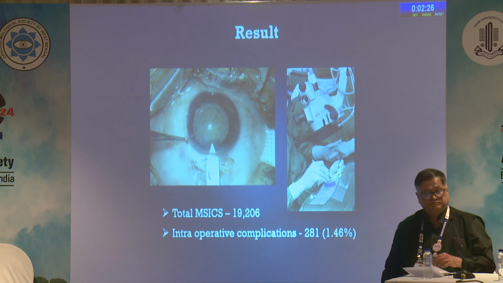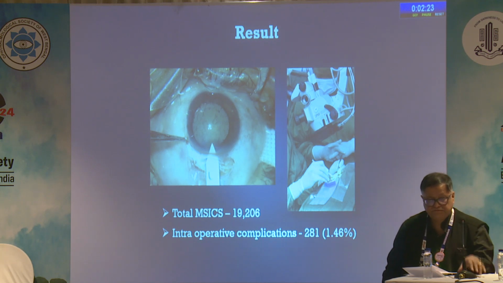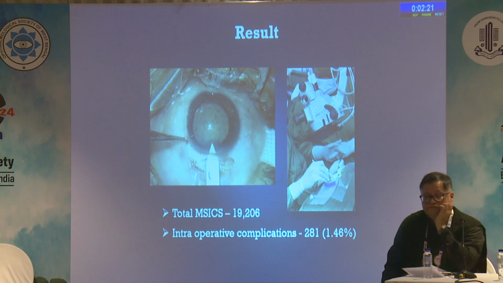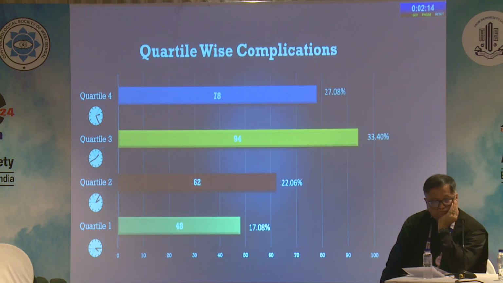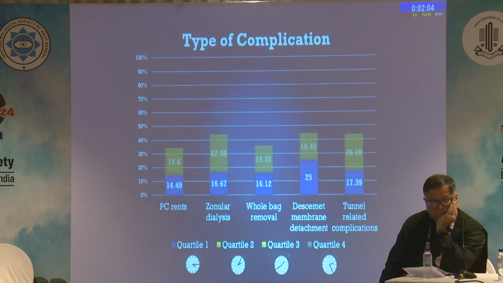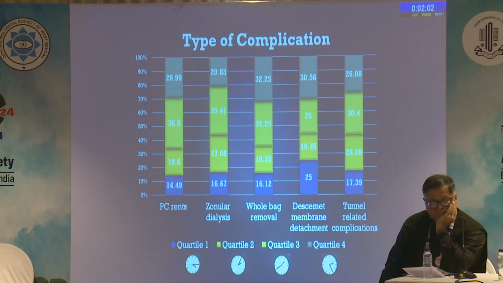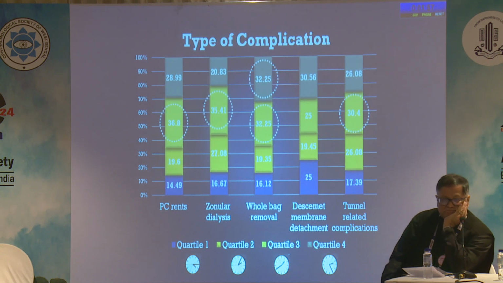A total of 19,206 cases were performed in the 6 months period. In these, we encountered 281 intraoperative complications. The quartile-wise analysis showed that the maximum complications, that is 33.4%, was seen in the third quartile, that is in the 11 a.m. to 1 p.m. time period. The individual type of complication, when we looked at, we found that most of them were in the majority in the third quartile, while some were equal in the third and the fourth quartile, and some were seen maximally at the end of the day, that is in the fourth quartile.